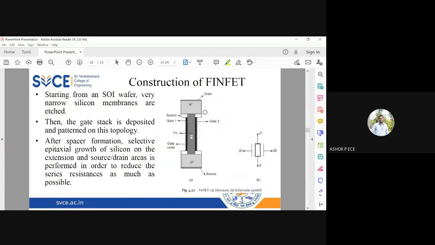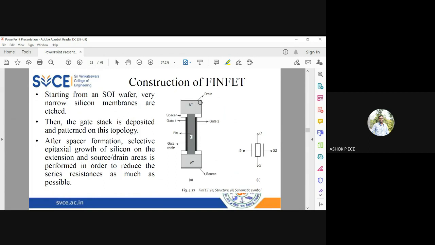Okay, the structure and symbol of FinFET are given here. So this is the structure. You have two N plus regions, drain and source, and between the two regions you have a p-type silicon fin. On either side of the silicon fin you will have gate 1 and gate 2, and between the gate and silicon fin you are going to have a SiO2 layer, a silicon dioxide layer.